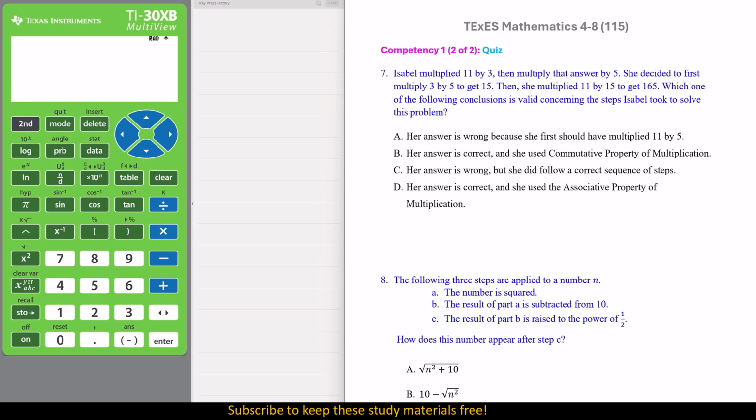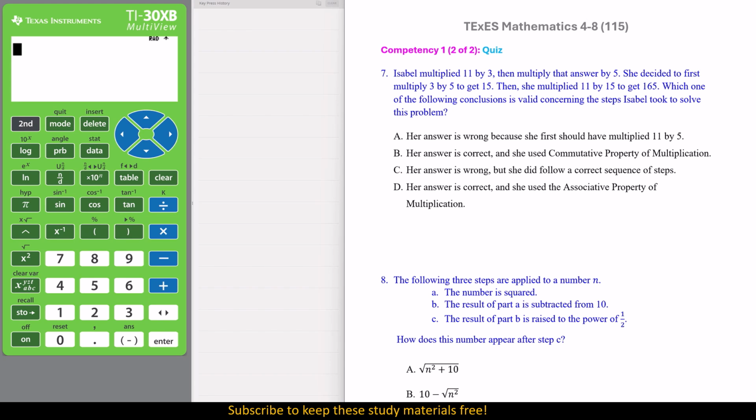Number 7. Isabel multiplied 11 by 3, then multiplied that answer by 5. She decided to first multiply 3 by 5 to get 15. Then she multiplied 11 by 15 to get 165. Which one of the following conclusions is valid concerning the steps Isabel took to solve this problem?